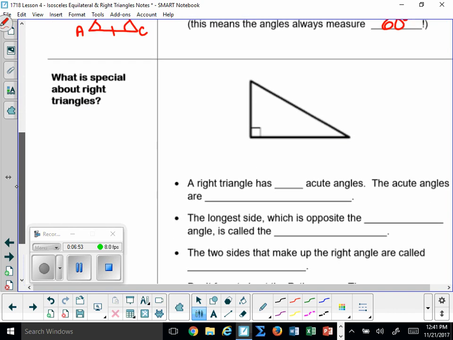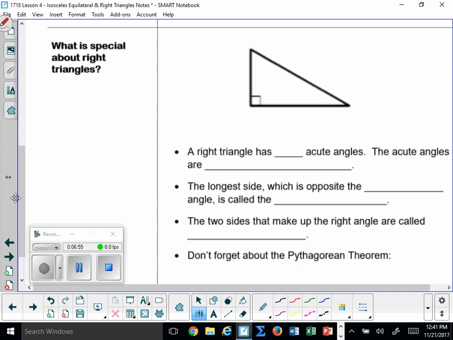How about right triangles? A right triangle has two acute angles, and those two acute angles have an angle pair relationship. We talked about it in lesson 1. The angle pair relationship between the acute angles is that they're complementary.